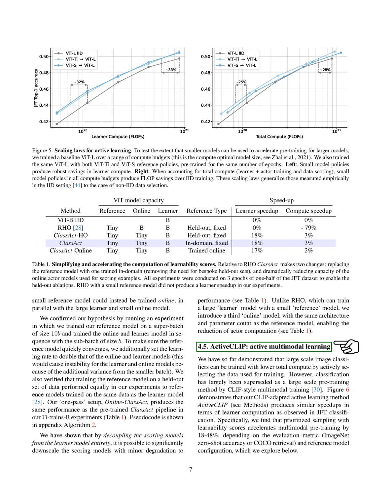We then applied our active learning method, which we call active clip, to multimodal learning. We found that by actively selecting the data used for training, we could train large-scale image classifiers with less total compute. Depending on the evaluation metric and reference model configuration, this approach sped up multimodal pre-training by 18 to 48%.